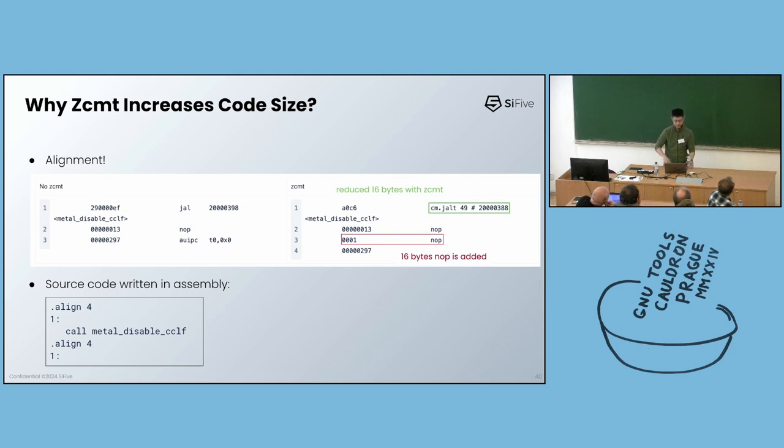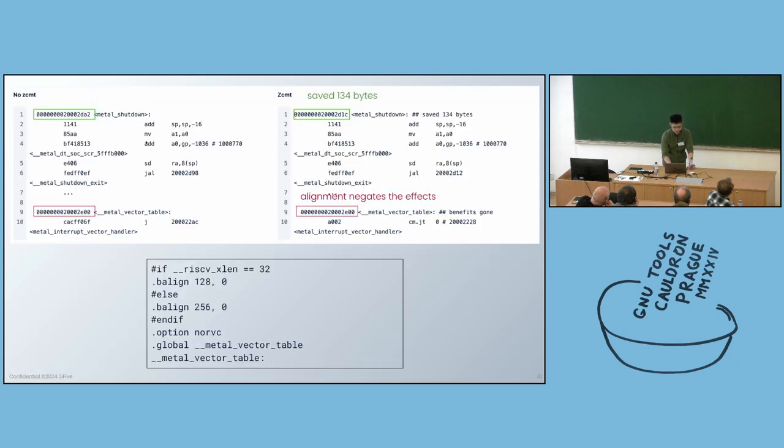I compared the binaries line by line, and I found that all the increases come from the alignment. So we have replaced JAL with JALT here. We do have the relaxation here, but we have an additional knob that negates the effect of the ZCMT instruction. And this is the assembly in this code, where we have many alignment directive macros here. And this is another example where, until this point, we saved 134 bytes here, but after that, the address is the same now because we have a very large alignment requirement here.